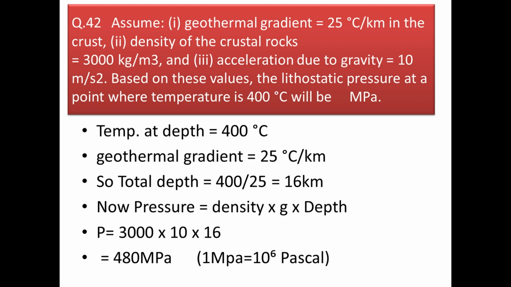Now the formula for pressure is P equal to rho g h, that is density into acceleration due to gravity and depth. And if you put the values in the formula, then you will get the pressure is 480 megapascal, because 1 megapascal equals 10 to the power 6 pascal.